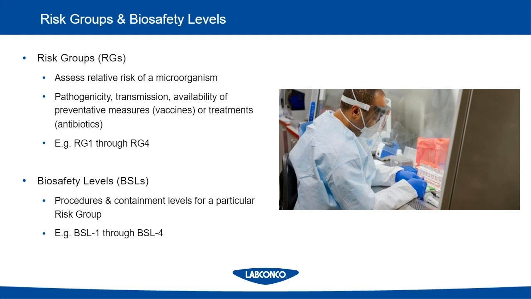Higher things, like if you're looking at tuberculosis, those do cause a pathology in people. However, there are also vaccines and medicines out for it. So those might be listed as a risk group 2 or 3, depending on the amount that you're working with. Risk group 4 would be those things like Ebola and some other ones, and those would be required to have BSL 4 level protections.